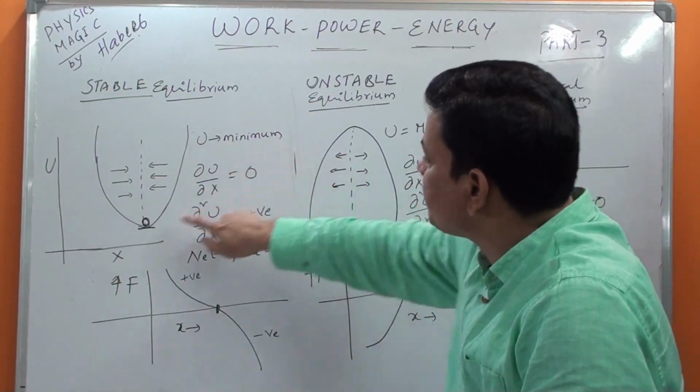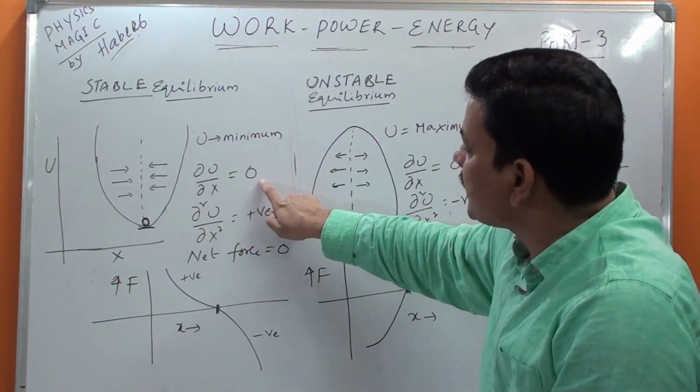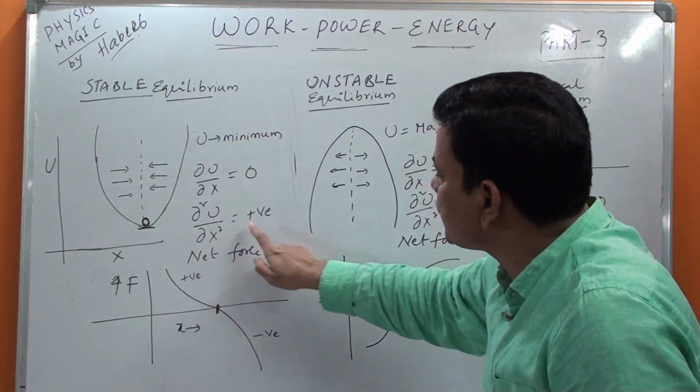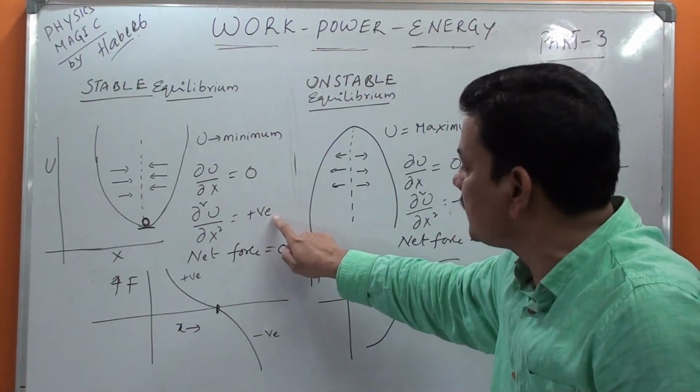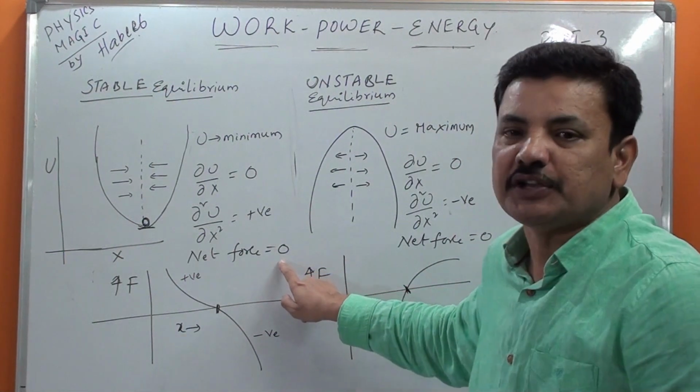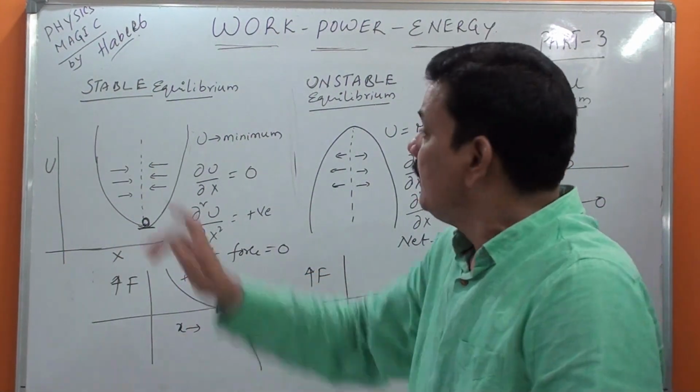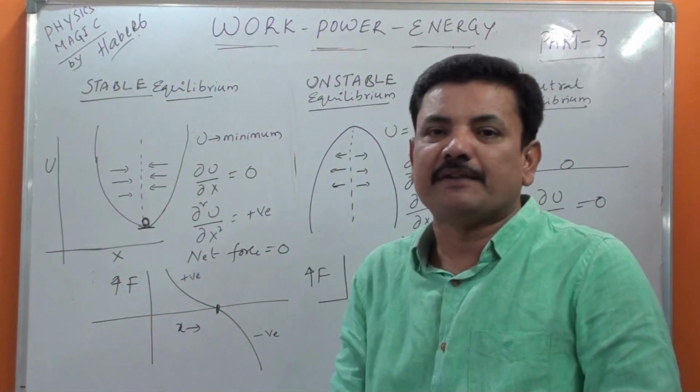So the first one is stable equilibrium, already I explained enough. Then U is minimum here and dU by dx is 0. Then the second order differentiation is positive. This is a very important condition. The net force is equal to 0 because it is the equilibrium point. We are only saying equilibrium. At equilibrium force is 0.